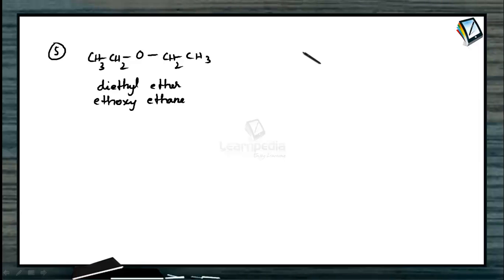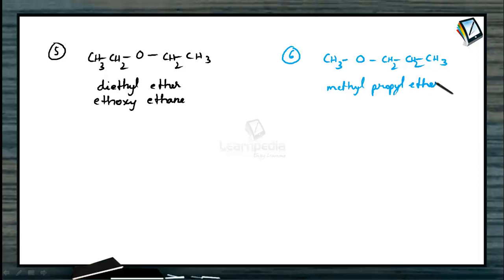ethoxyethane. And the other alternative for ether is taking only one carbon on one side and 3 carbons on the other side, and these are the hydrogens, and this becomes methyl propyl ether, or the IUPAC name becomes methoxypropane. Means in this propane, on the first carbon there is a substituent which is nothing but methoxy. So the name of the compound is methoxypropane.